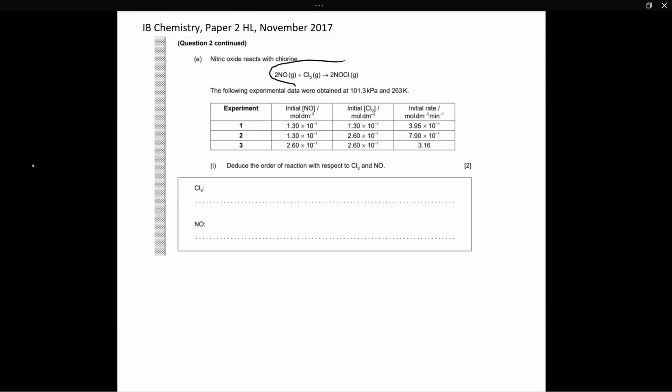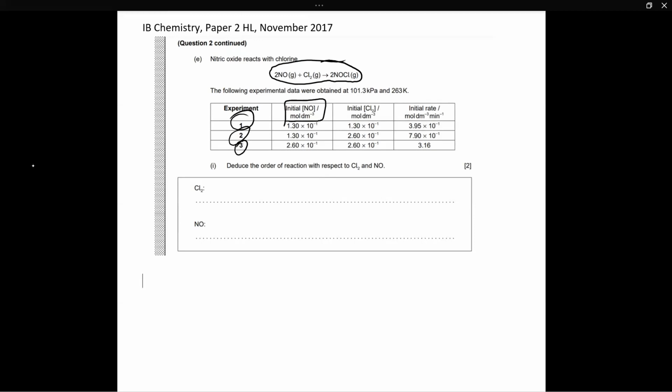We have this equation, how nitric oxide reacts with chlorine, and they have given us this experimental data here. Some person, we'll just call this person Bob, conducts 3 trials of experiments: trial 1, 2, and 3. These are all the same experiments. He's doing the same thing, but all he's done is change the concentration of certain substances in each trial.